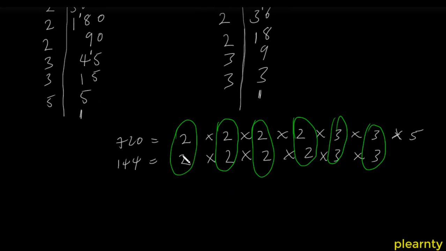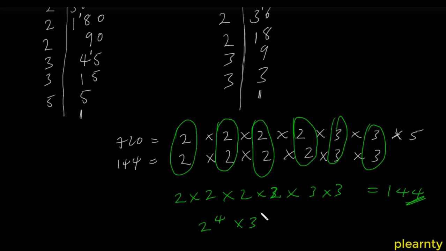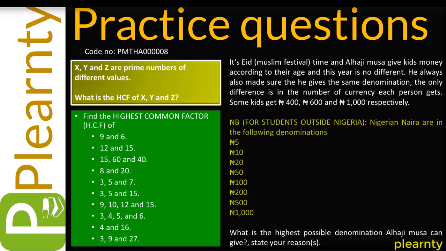This is 2 in 4 places, the same thing as 2 times 2 times 2 times 2 times 3 times 3. So the answer is 144. Or we can decide to write it in index form, where we have 2 in 4 places, 2 raised to power 4, times 3 in 2 places, 3 raised to power 2. It's all correct. So practice these questions, they will help you a lot.